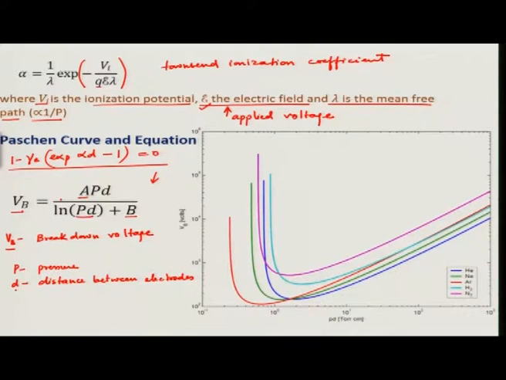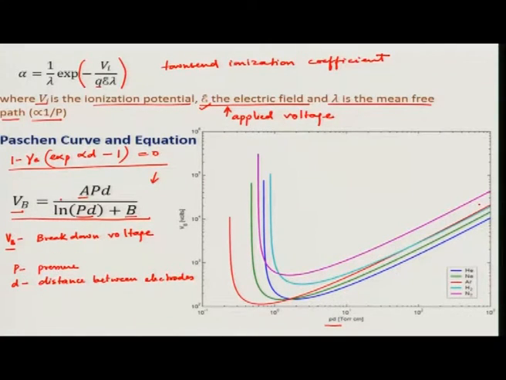Now, this equation is known as the Paschen equation, and the curves which are shown in this graph are called Paschen curves, and these are shown for different gases. They show how the breakdown voltage changes with the product of P and D, pressure and distance. If you see these curves for a fixed separation between anode and cathode, at low pressures you need very high voltage, and also at very high pressures you need very high voltage.